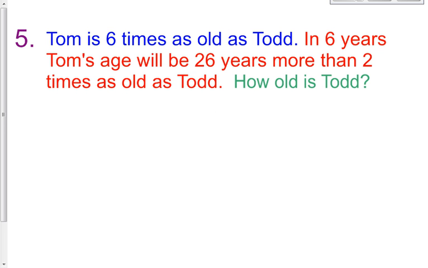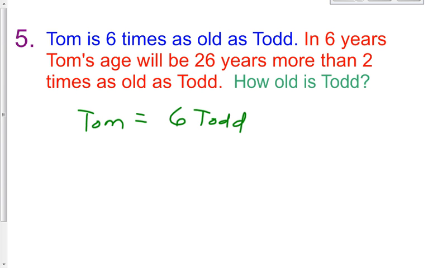So our first sentence, Tom is 6 times as old as Todd. In English, I just read it. In math, I'm going to write it. It'd be nice to label one T and the other a different variable, but because they both start with T, that doesn't work out too well. So let's just call them their names. Tom is, means equals, 6 times as old as Todd. So 6 times Todd is 6 Todd.